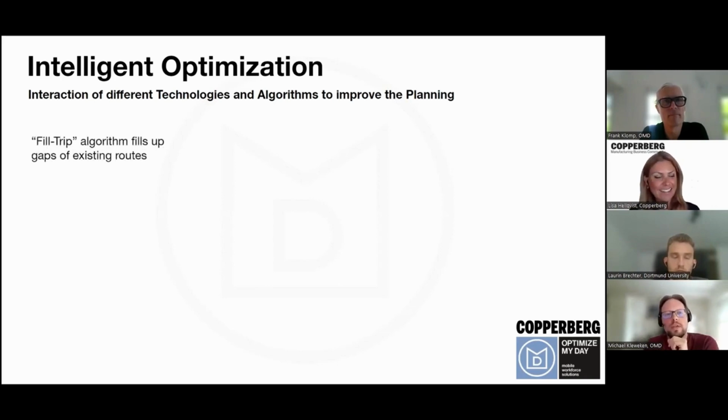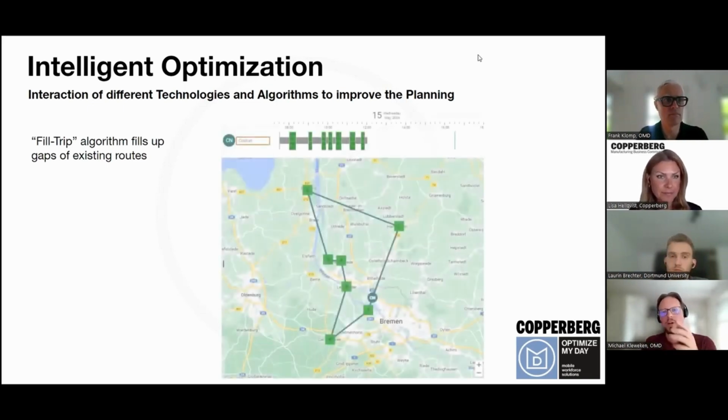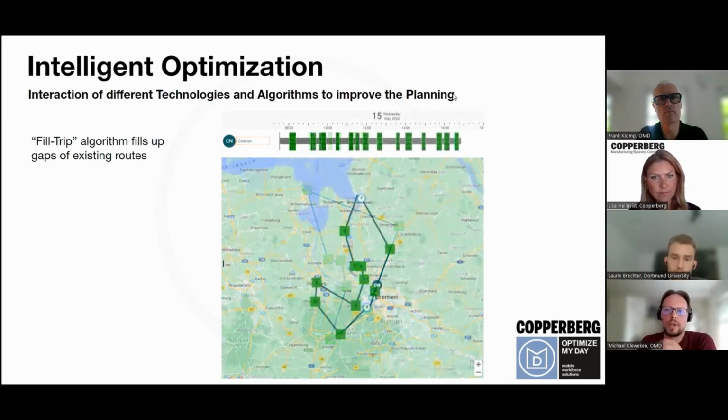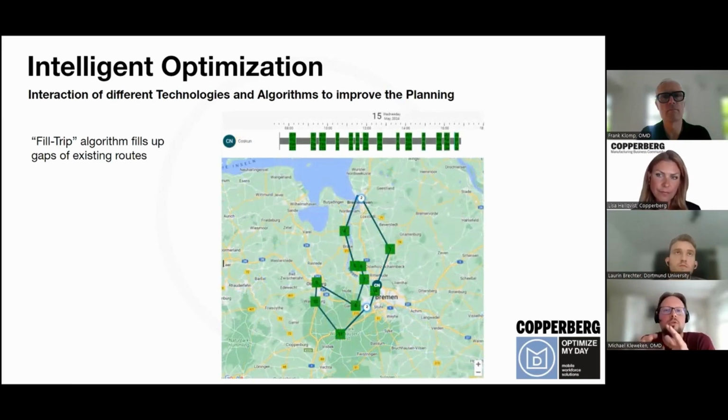We have a so-called fill trip algorithm that can fill up gaps in existing routes. I'll give you an example. This is a route that obviously has a gap in the afternoon. Some tasks are planned, but the afternoon is completely free. A fill trip algorithm can search for candidates that could fit into this technician's route, automatically fill it up with candidates that fit into the technician's agenda, and make an efficient route.